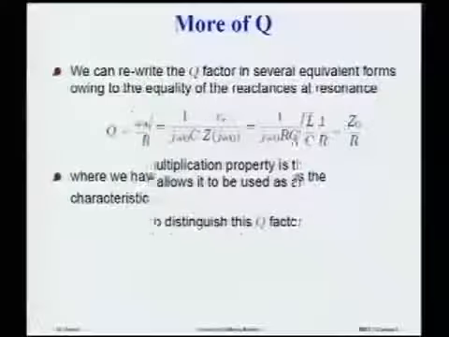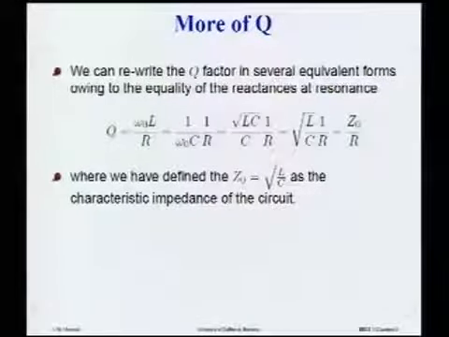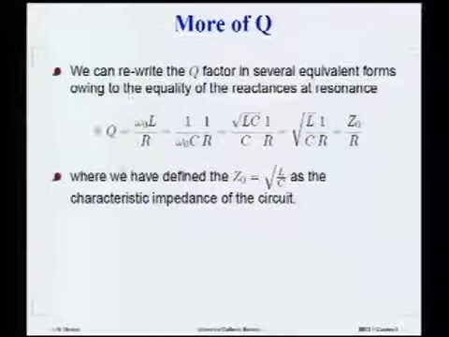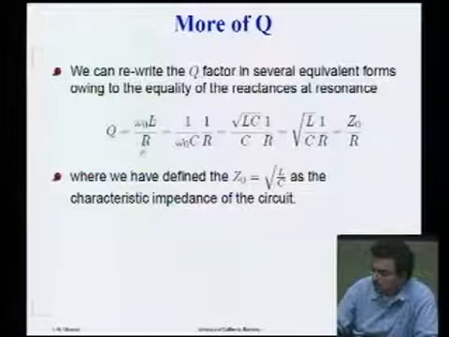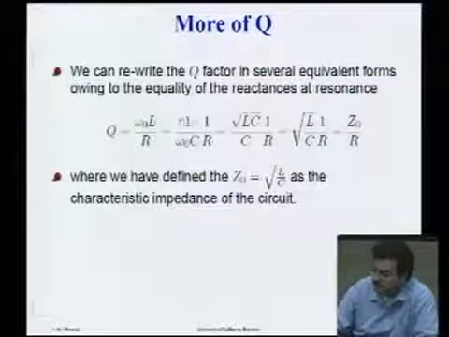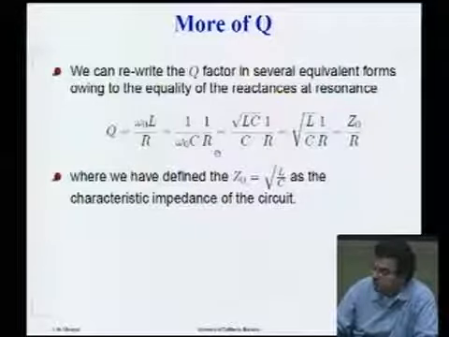Okay, so back to the definition of quality factor. So remember, up to this point, we're talking about the quality factor of the network, not the quality factor of the individual components. It's a little bit confusing. Well, you can see there are many equivalent ways of writing the quality factor. Omega naught L over R is the way we defined it, but at resonance, omega naught L is equal to 1 over omega naught C. So this is also an equivalent expression for the quality factor.